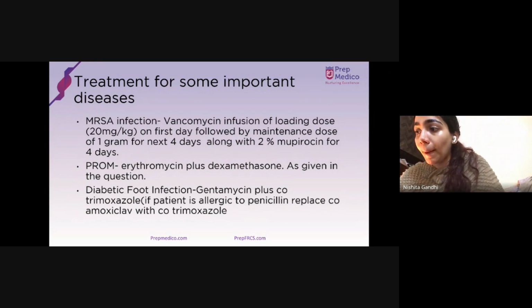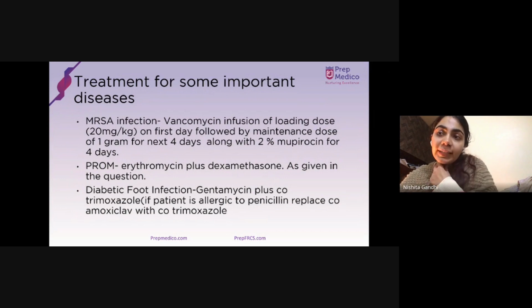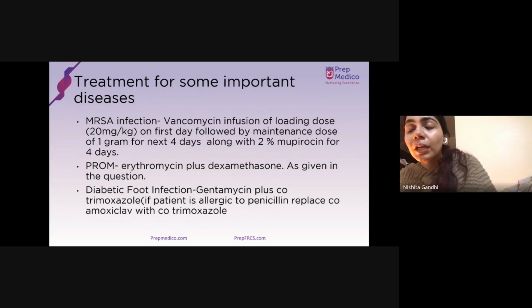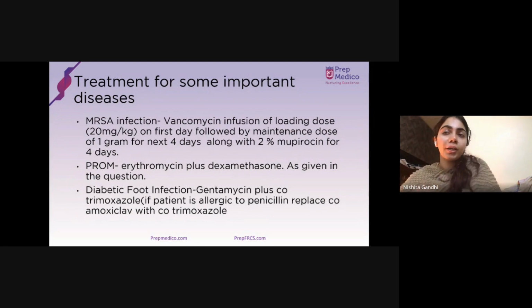Then we have the second disease, which is premature rupture of membrane, which generally happens in females who are pregnant. What we are going to give in that case is erythromycin. There are two medicines which we give, erythromycin and dexamethasone. Remember to look at the doses, because here the doses are going to be given according to the weight, age, and everything. So do remember to see the doses for erythromycin and dexamethasone in the exam while you're writing, because doses is something which you have to see by BNF.